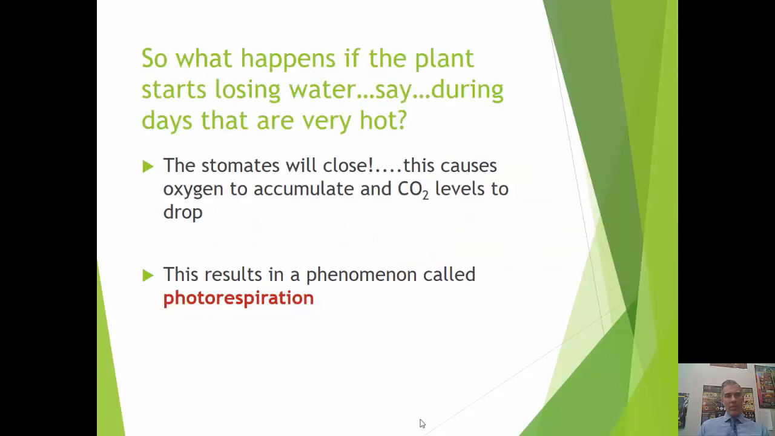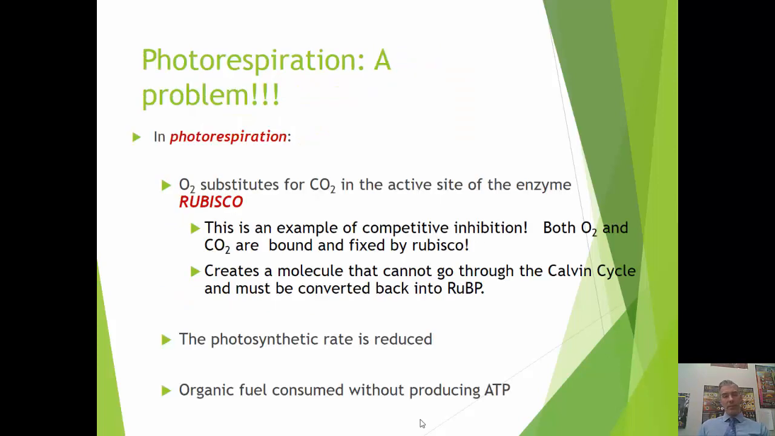So when the plant starts losing water, the stomates are going to close. But there's a problem with this. When the stomates close, it's like when you close your mouth. And if you plug your nose and your mouth, eventually you start to panic on the inside almost, because you're running out of oxygen and you're building up carbon dioxide levels. The same thing happens with plants, that they're going to start to build up oxygen and they're going to not have enough CO2 to fix into sugar. And the result of this is going to be a phenomenon called photorespiration, which is bad. It's not a good thing.